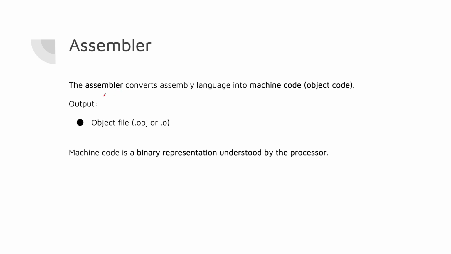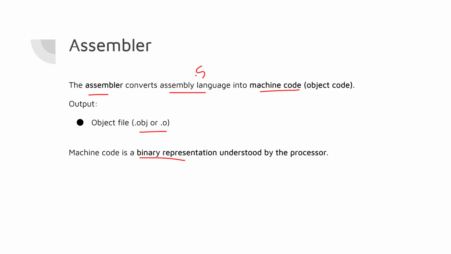The third stage is the assembler stage. The assembler is the one which converts our assembly language into machine language, like object code. So the output file will be in the .o form. What is the format of an assembly file? An assembly file will be in .s form. Machine code is nothing but a binary representation which will be understood by our processor or microcontroller.